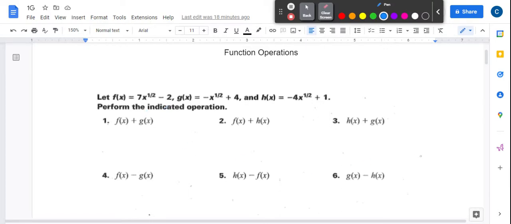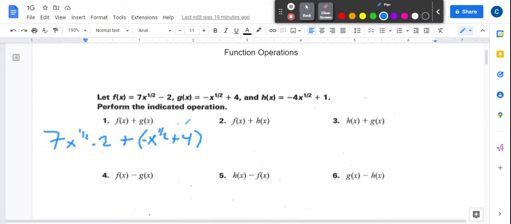So f of x is 7x to the 1 half power minus 2. We're going to add g of x, which is negative x to the 1 half power plus 4. Make sure we put that in parentheses. That way, especially when we get to the subtraction here, we can distribute all those things through.